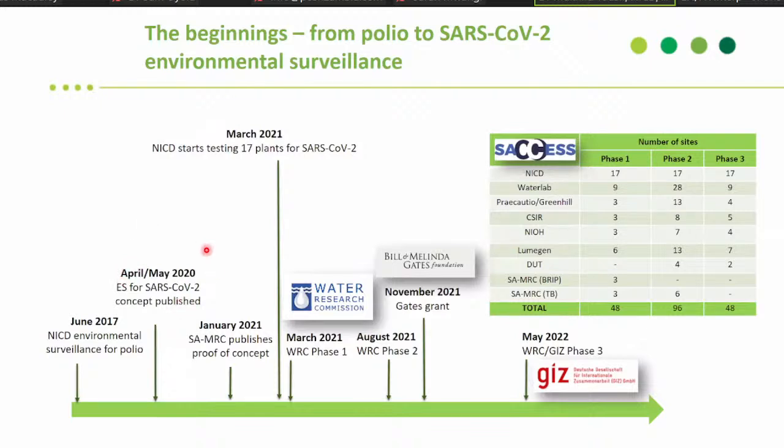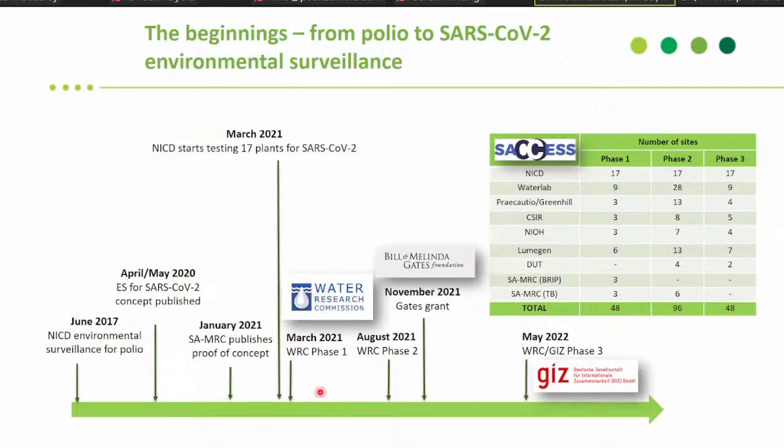Soon after the start of COVID-19 in April or May 2020, globally we found a lot of studies talking about the concept of environmental surveillance that could be used as a complementary system for the surveillance of COVID-19. Not long after that, in January 2021, our own South African Medical Research Council published the first proof of concept that SARS-CoV-2 can be detected in wastewater, after lots of research studies have proven that it could be shed into the stools and therefore can be detected in wastewater. So in March, in our labs at the NICD, we started testing the wastewater treatment plant samples that we get from the polio program for SARS-CoV-2.